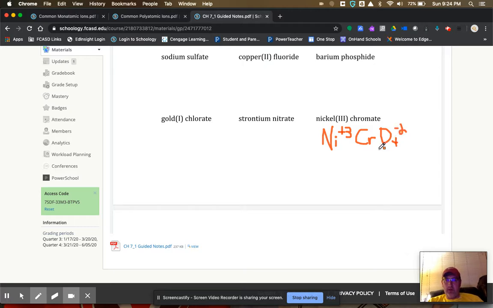Okay, CrO4 minus 2. So since we have plus 3 minus 2, we have to make those equal and opposite. So this 3 comes down here. We're going to have 3 CrO4s. Let me just change color here. Do that just for this one because it's a 3 and a 2. So we're going to have 3 of these, and we're going to have 2 of those. 2 nickel 3s, 3 chromates.